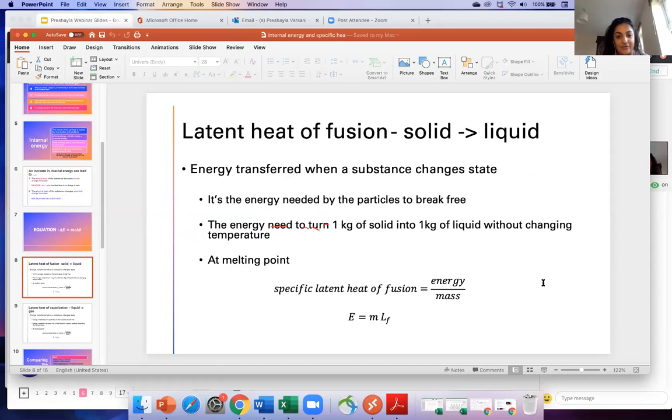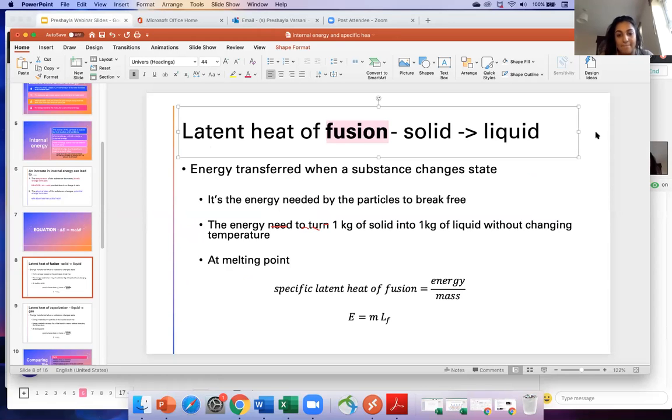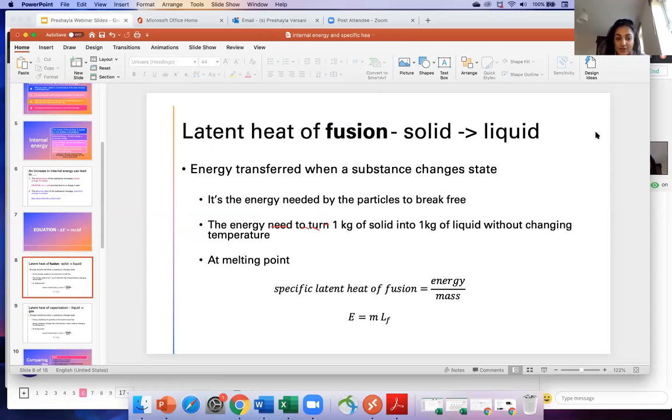So latent heat of fusion is this idea of changing from a solid to a liquid. Now, I'm putting emphasis on the fusion because there are two different types of latent heat: latent heat of fusion and latent heat of vaporization, which we're going to look at in a second. So latent heat of fusion is changing from a solid to a liquid.